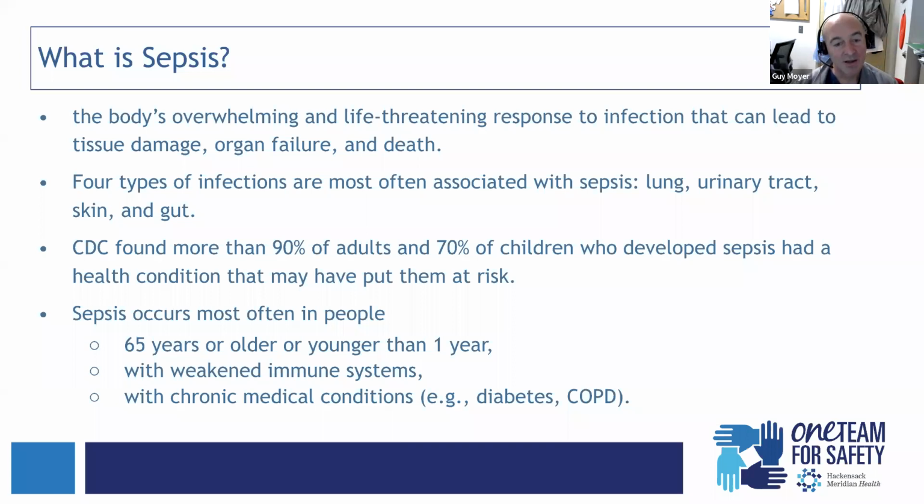The CDC found that more than 90% of adults and 70% of children who develop sepsis had a health condition that may put them at risk. Sepsis occurs most often in people who are 65 years or older, which is our geriatric population, as well as children younger than 1 year of age. It also commonly affects people with weakened immune systems and those who have chronic medical conditions such as diabetes and COPD. And as you can tell, being nurses, the patients that we take care of in the hospital have multiple comorbidities and things that are wrong with them rather than just one particular diagnosis that they're being treated for.